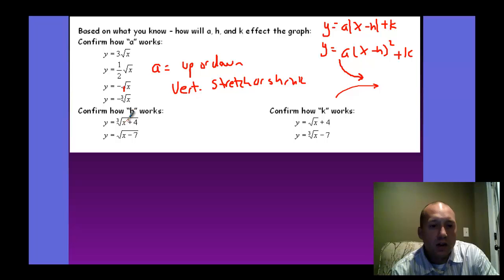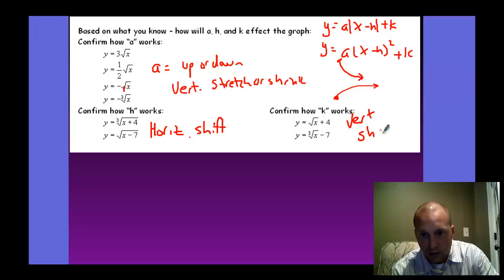H is the number being added or subtracted to x. H is still the opposite of what you see. H is a horizontal shift. It moves our starting value, like our vertex or point of inflection, so our starting value here or here, it moves that horizontally left or right. And then K is a vertical shift.